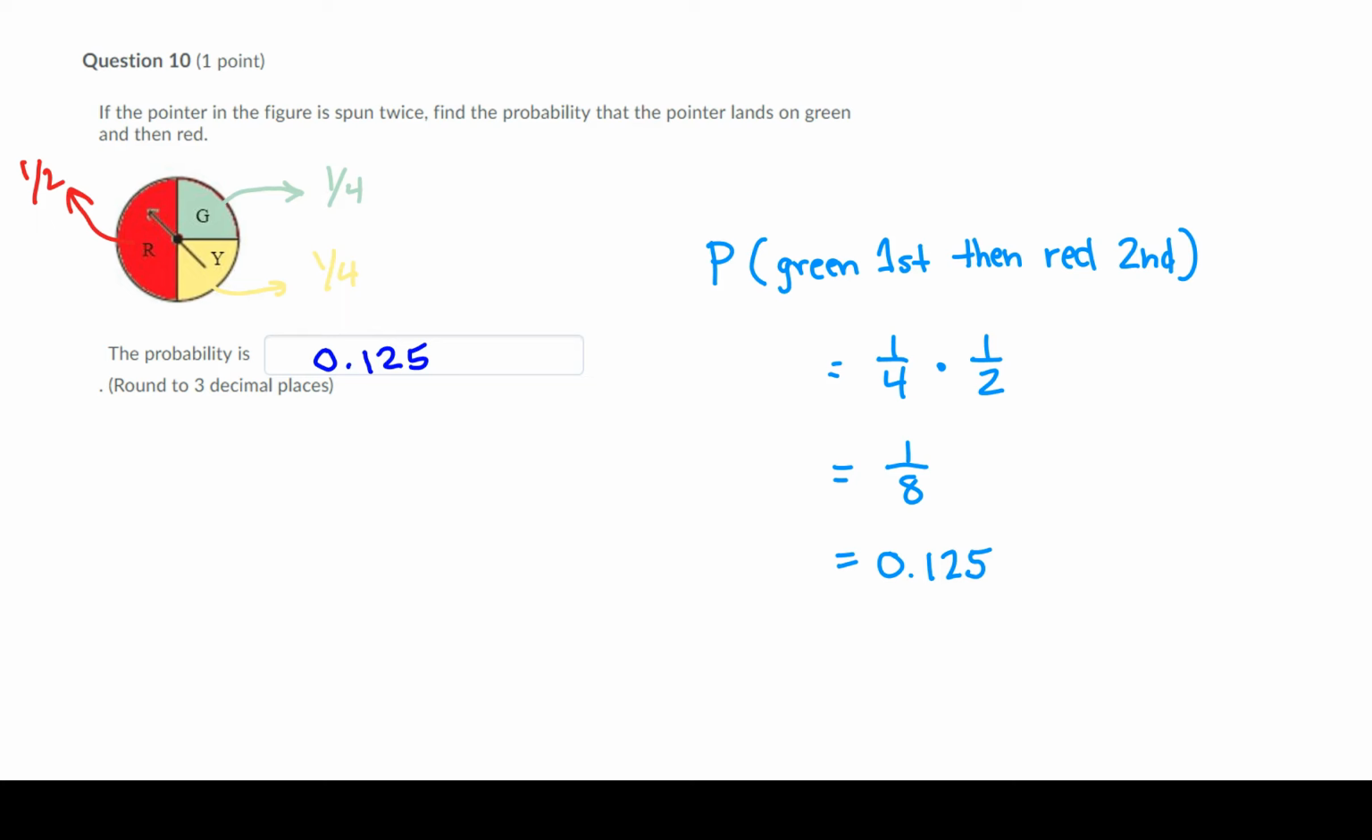Now, if they had said it's spun twice, that it lands on green once and red once, and not necessarily in that order, then you have to find how many different ways you could have green and red together, which is only 2, so you'd have to double this. And say it's 1/4 of the time that you would have a green and red selected overall.